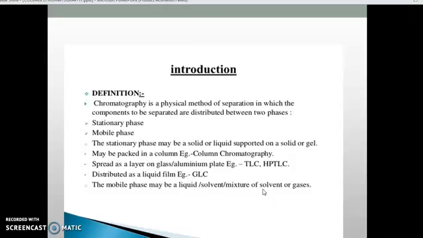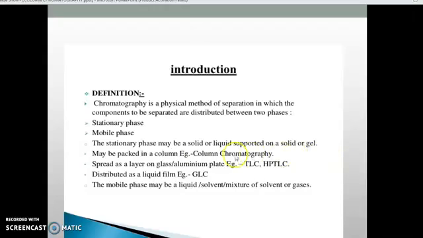Now in the introduction we will look at the definition. Chromatography is a physical method in which the different compounds of a mixture get distributed between two phases. One phase we call the stationary phase, and the second is the mobile phase. The stationary phase may be a solid, liquid or gel form.